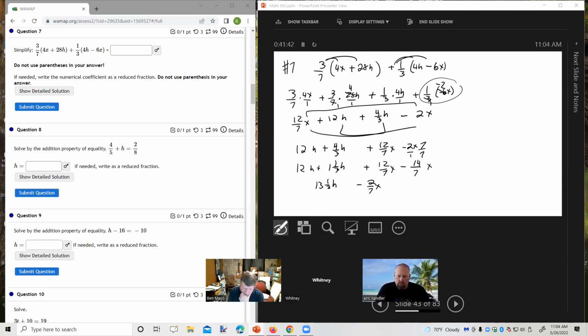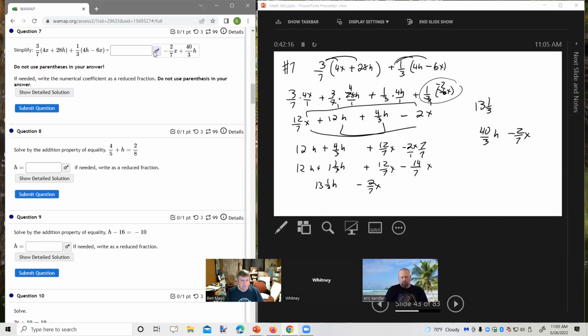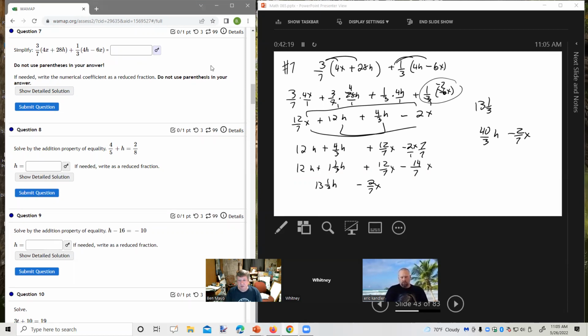So I've got 13 1/3 h minus 2/7 x. It says, if needed, write the numerical coefficient as a reduced fraction. Do not use parentheses. So I'm not sure it's going to take the mixed number because of the way it says that. Let's see, 13 1/3 would be 40/3 h minus 2/7 x. Okay. I'm curious what they're going to do there. Yep, they went with the fractions.